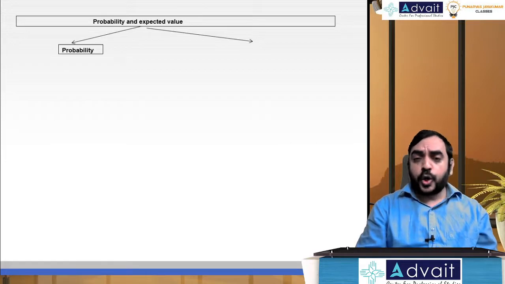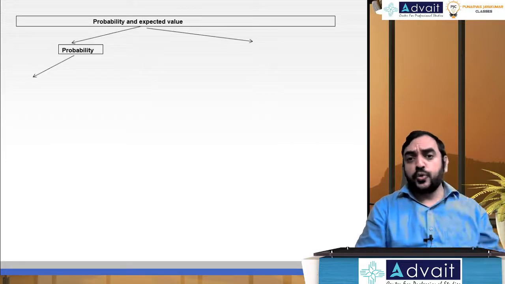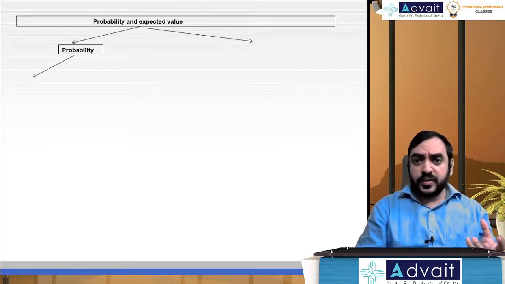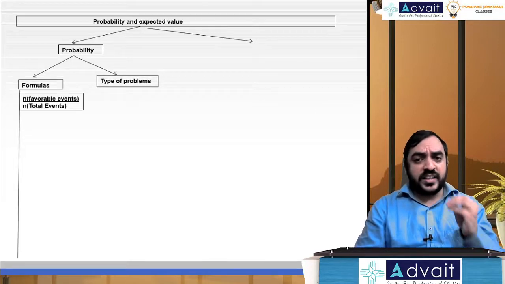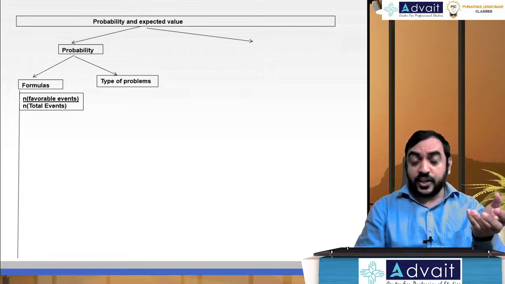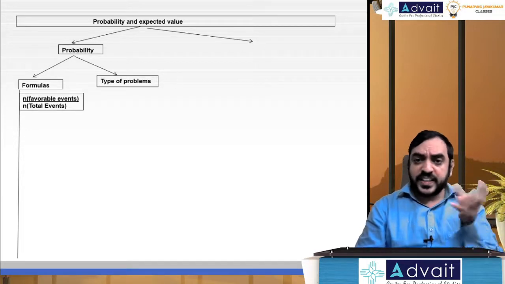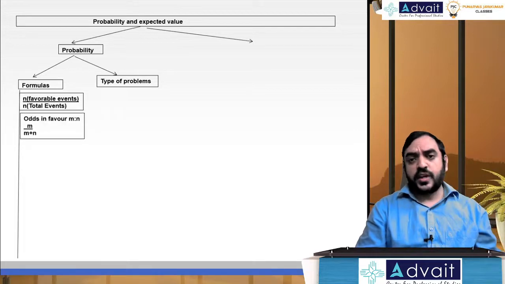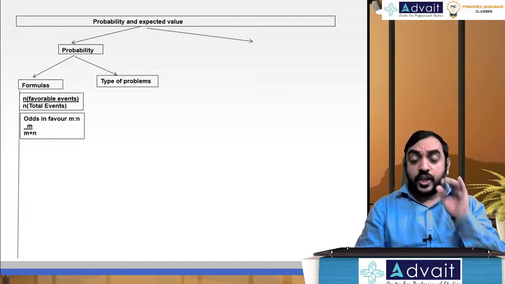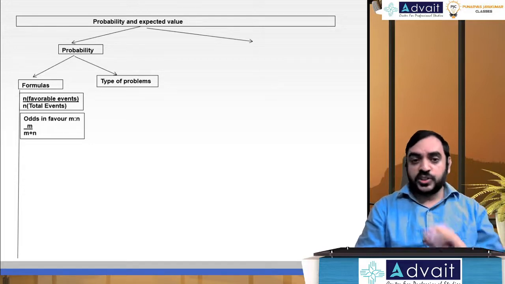Okay, so in probability we have broadly two varieties. One is probability calculation, the other is expected value calculation. The basic formula of probability is chance or likelihood: number of favorable events divided by total events, and it lies between 0 and 1. 0 is called the impossible event, 1 is called the sure event, and the denominator is called the sample space, all possible events.